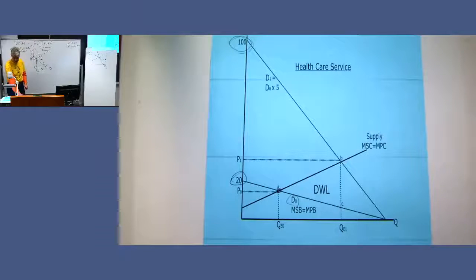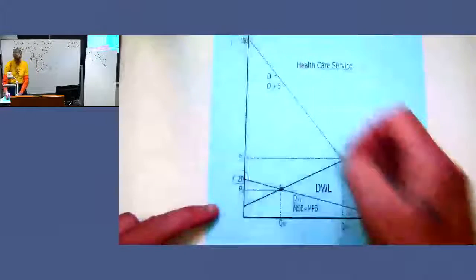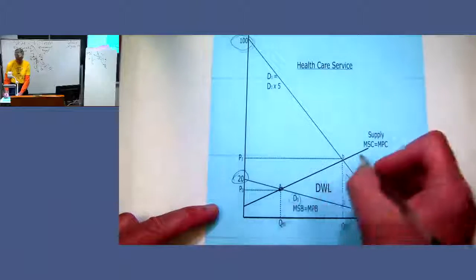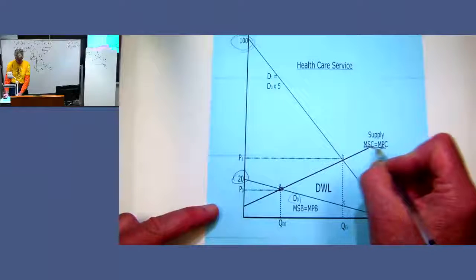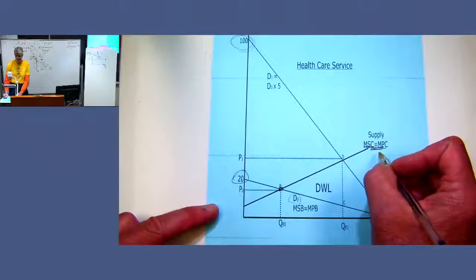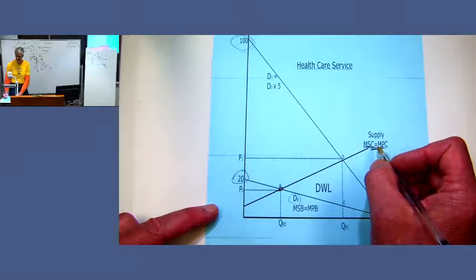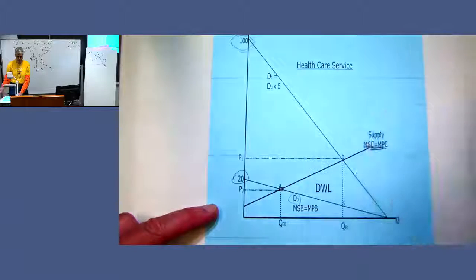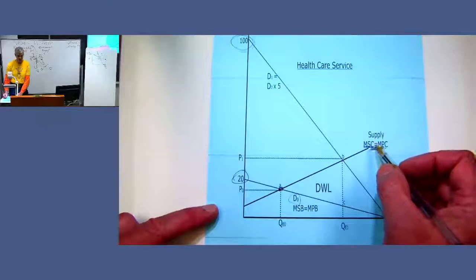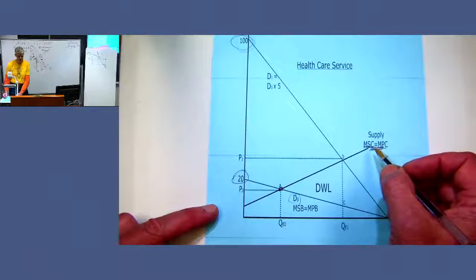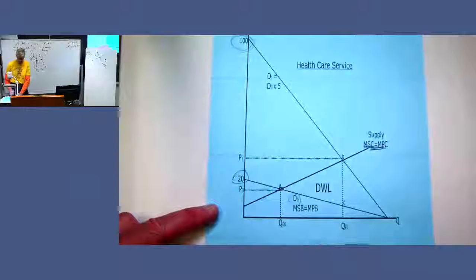All right, so now we have this new demand line. And with our supply line, what does this mean? I stuck underneath there: MSC equals MPC, marginal social cost equals marginal private cost. What we're saying is there aren't any spillovers or externalities. Nobody is affected by the production of this good other than the people producing it.